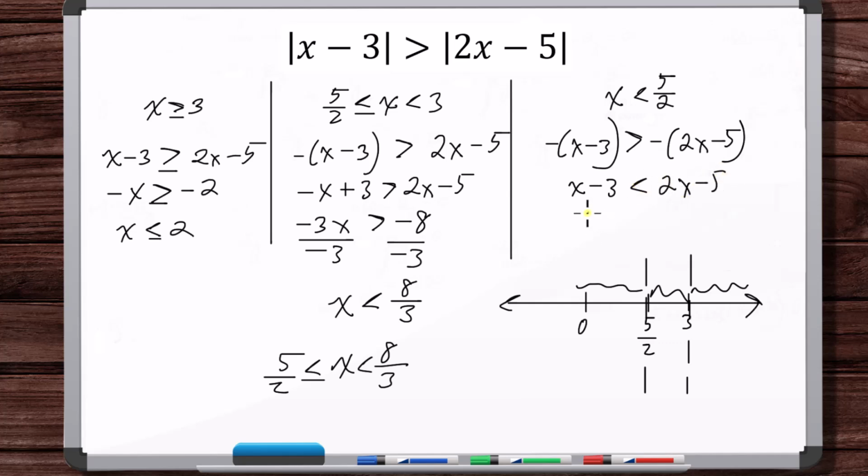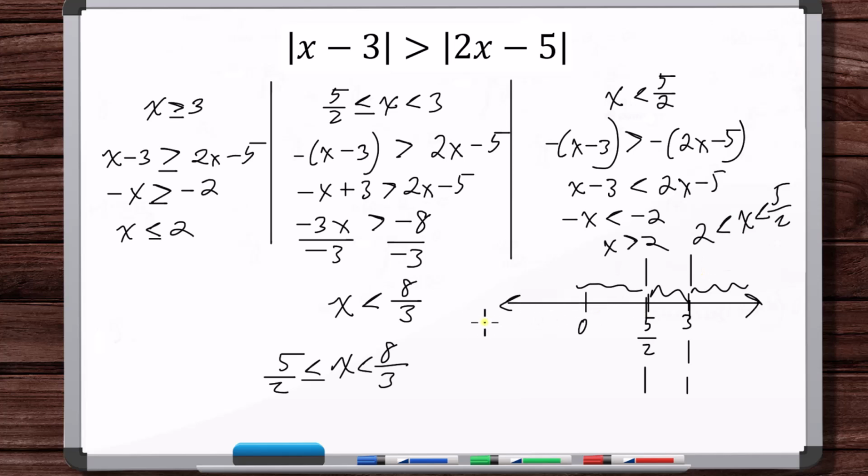All right, subtract 2x from both sides. Add 3 to both sides. X is greater than 2. So where does that overlap with x is less than 5/2? 5/2 is greater than 2. So that's going to be x is less than 5 halves and greater than 2.